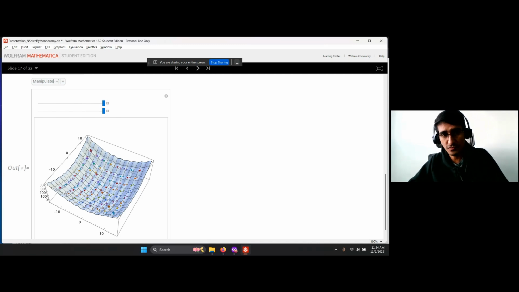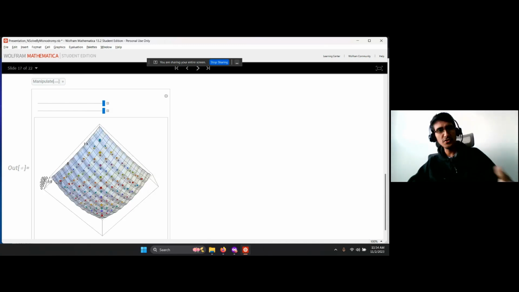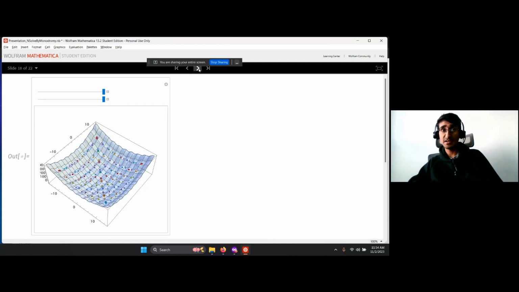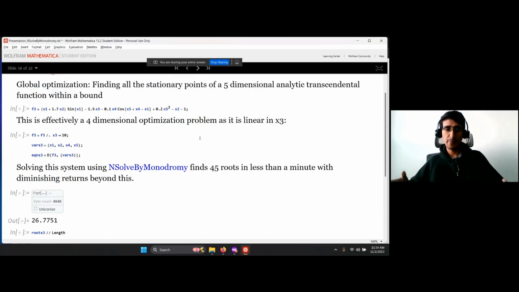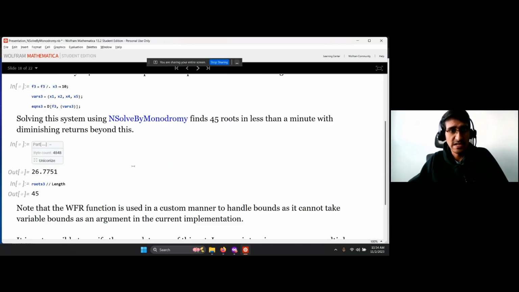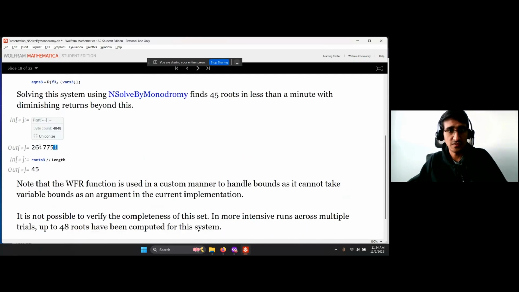There are other ways to find these roots, like interval arithmetic methods, but by exploiting analyticity, this scales better, because interval arithmetic methods suffer from the curse of dimensionality. Once the dimension increases and you have to increase the search bound, it becomes really hard. And we show that even for a 5-dimensional transcendental system from literature, NSolve by Monodromy can find as many as 45 roots in 26 seconds.